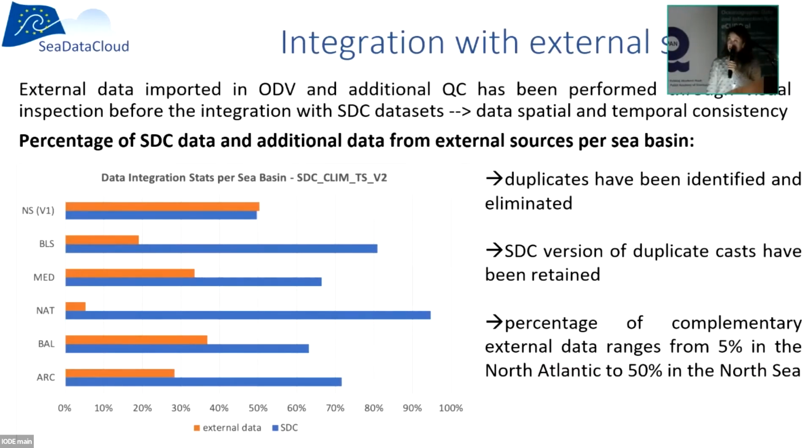We imported the external data and we did additional quality control in order to guarantee data consistency. You have in the graph the percentage of data from SeaDataNet and the additional data that have been included in order to produce the climatologies. The duplicates have been identified and eliminated, keeping the SeaDataNet version from duplicate casts. And the percentage is different in different regions and goes from 5% of duplicates in the North Atlantic up to 50% in the North Sea.